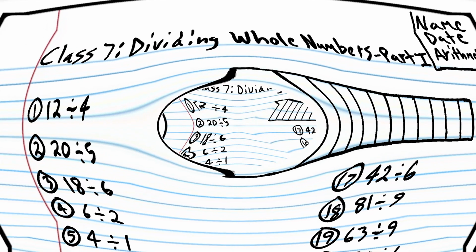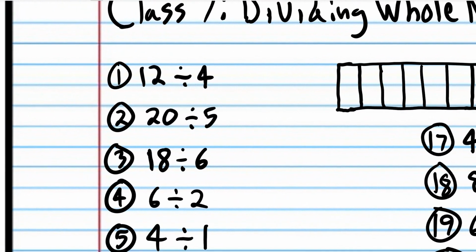Problem number 1, 12 divided by 4. So what this means is we're going to take 12 and divide it into 4 equal parts, and we're going to figure out how big each part is. So in order to do this, you're going to use the commutative rule of multiplication. And so it's very simple. You're going to ask yourself, how many times do you add 4 to get to 12? So 4 plus 4 plus 4 is 12. That's 3 times.